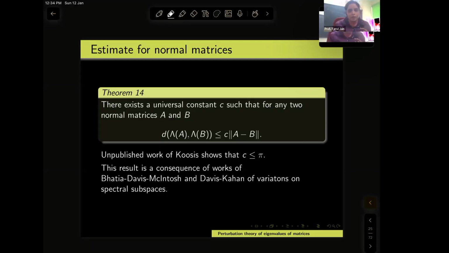The other thing is, the exact value of C is not known. There is another constant C2, coming from the variation of spectral subspaces, and C will be less than C2. One can say that it's less than pi, but exactly what will be the best constant factor here is also not known. So if somebody is interested, they can really look at it.